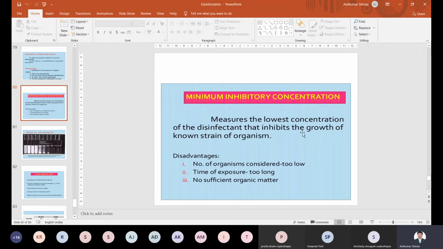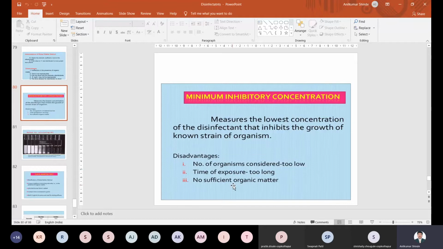A disadvantage of this test is that the number of organisms is not considered, though the concentration depends on it. The minimum inhibitory concentration depends upon the number of organisms present. If the number of organisms present is more, more concentration is required. If the number of organisms is very low, very little concentration is required. So this is one of the disadvantages.